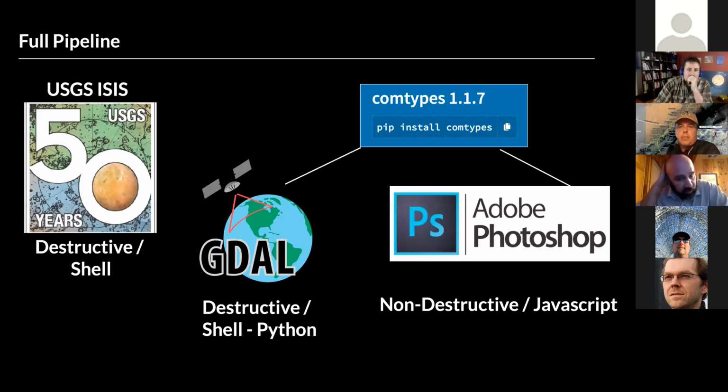So the way this all works is through ComTypes. ComTypes is a Python module that there's far more detail than I'm qualified to communicate now, but it takes your Python command, converts it to JavaScript that Photoshop understands, and executes it within a Python environment that you can then use and connect with your traditional GDAL commands. So that's the bridge that brings us all together.